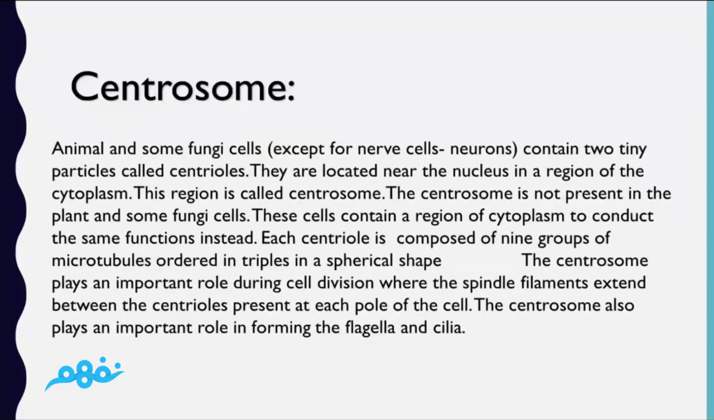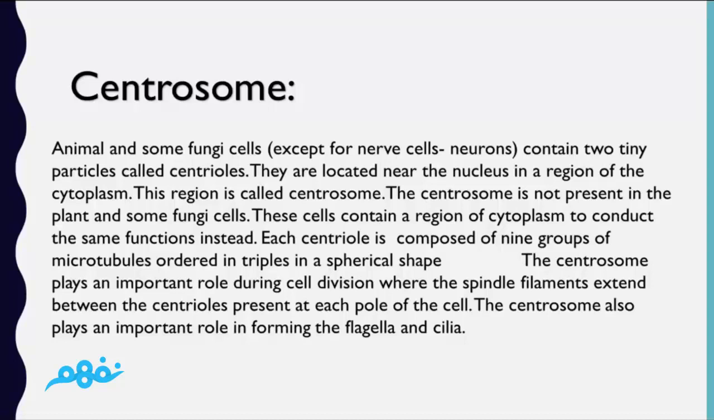Now we're going to talk about the centrosome. Animal and some fungi cells, except for nerve cells or neurons, contain two tiny particles called centrioles. They are located near the nucleus in a region of the cytoplasm. The region is called the centrosome. The centrosome is not present in plant and some fungi cells. These cells contain a region of cytoplasm to conduct the same functions instead.